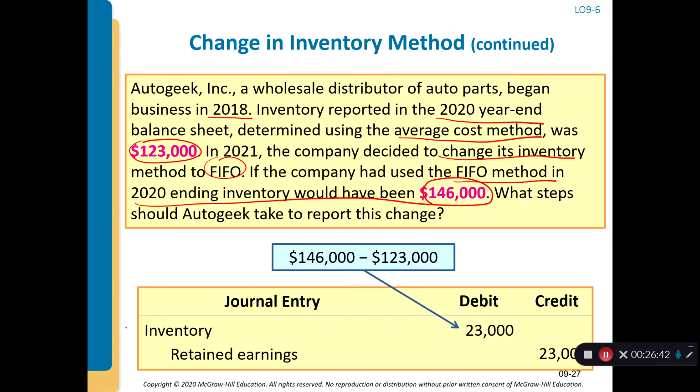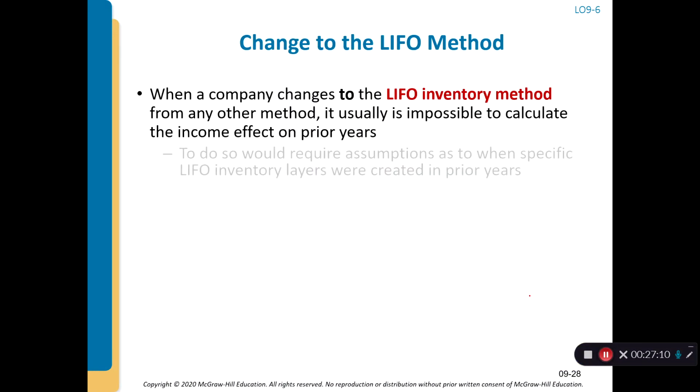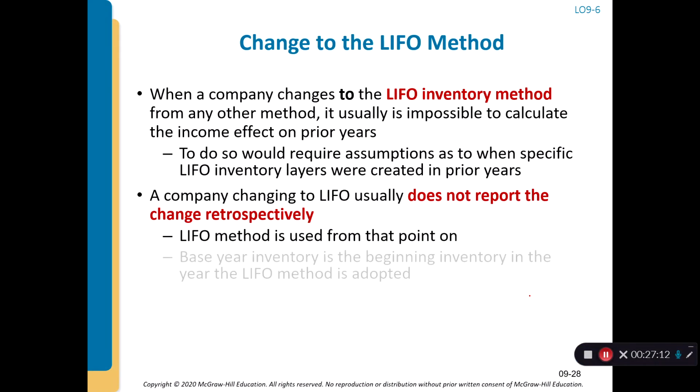This company needs to record a journal entry. First, increase the inventory value to $146,000 by debiting $23,000 to the inventory account. And second, it needs to increase the retained earnings by $23,000, adjusting the retained earnings for the current period as if it had been using FIFO since day one.